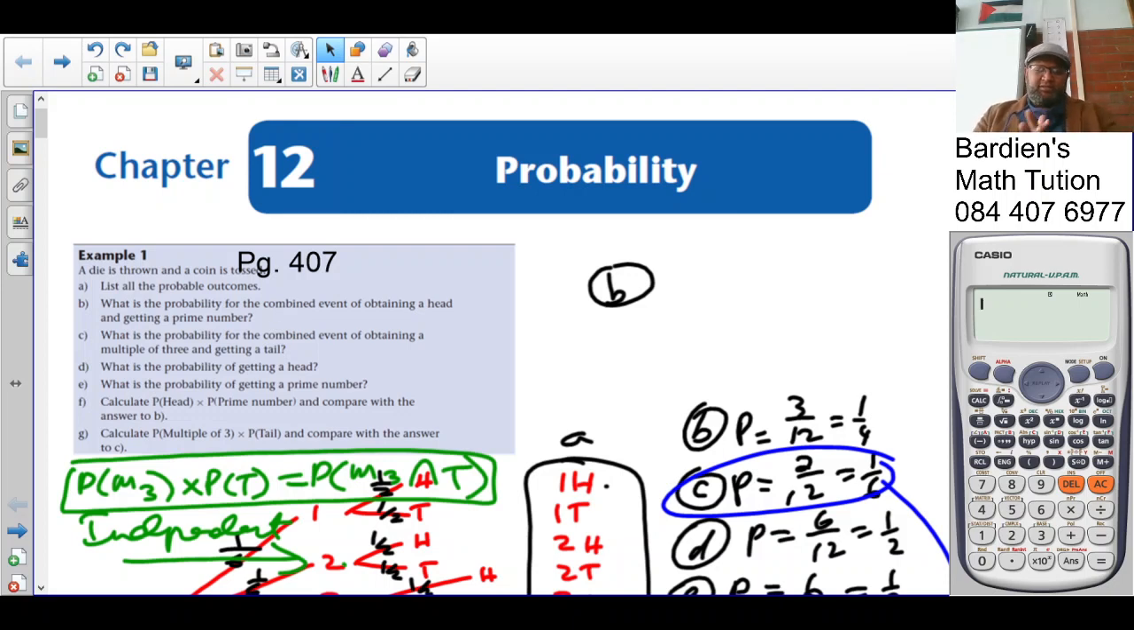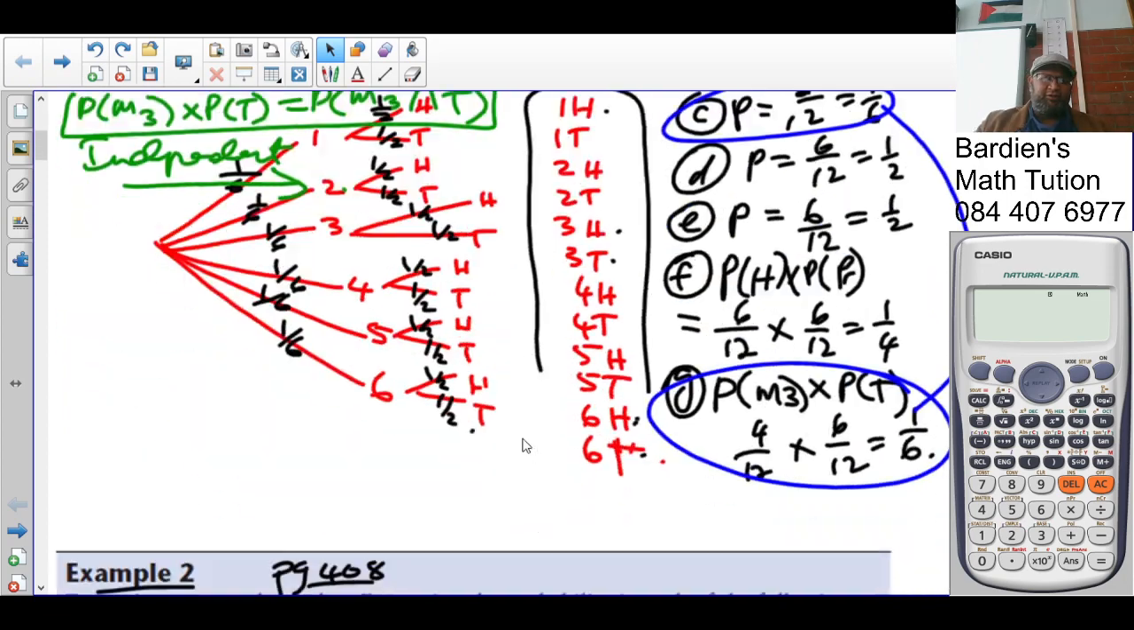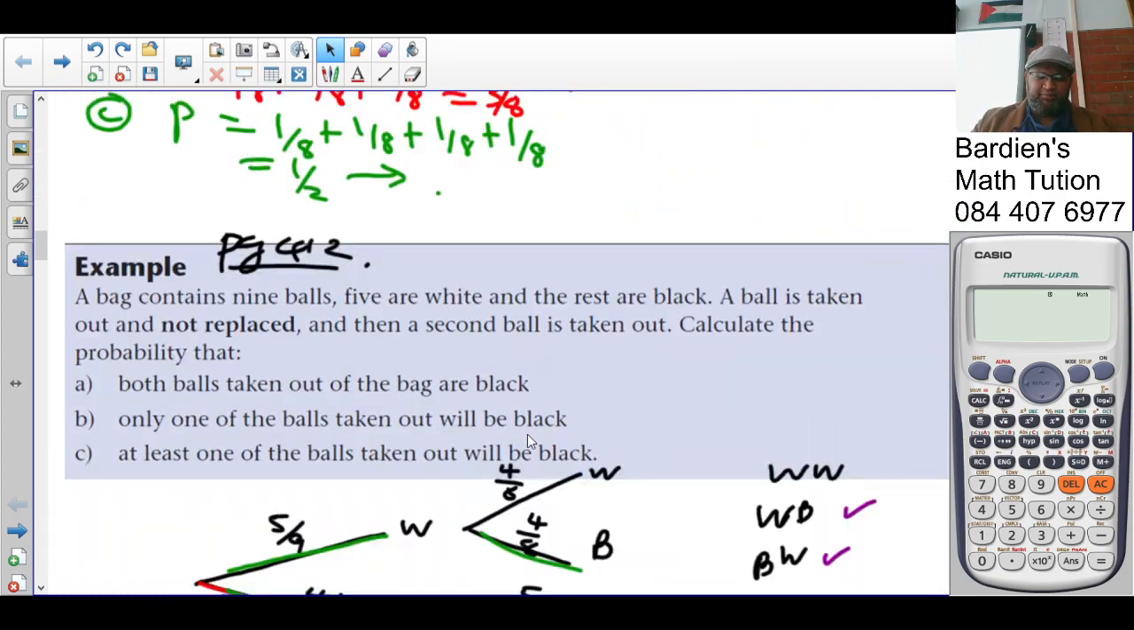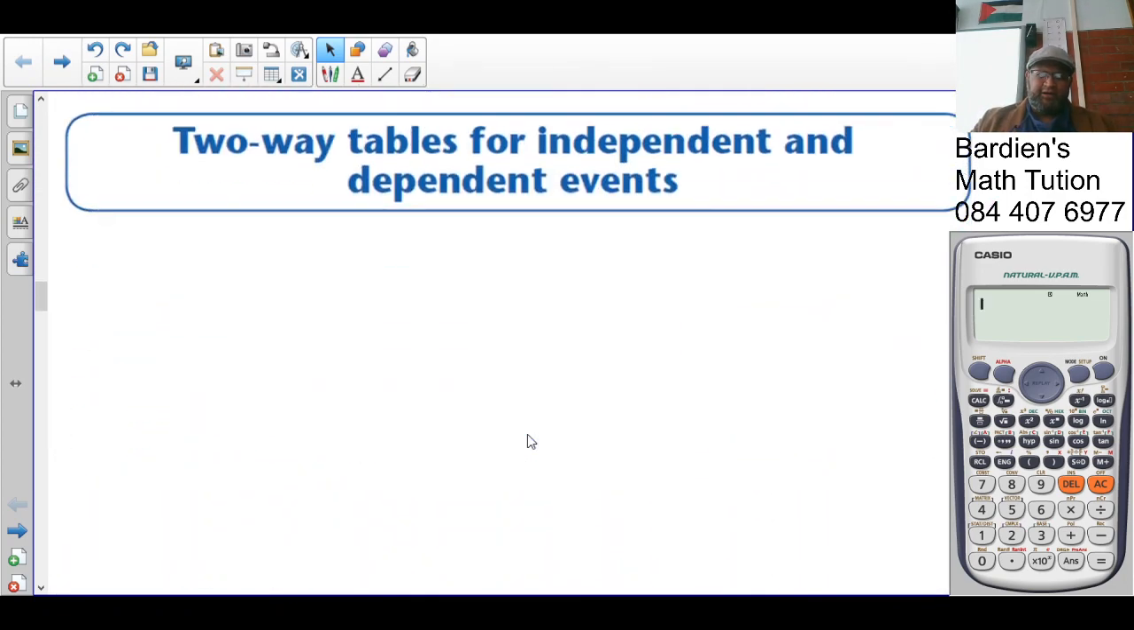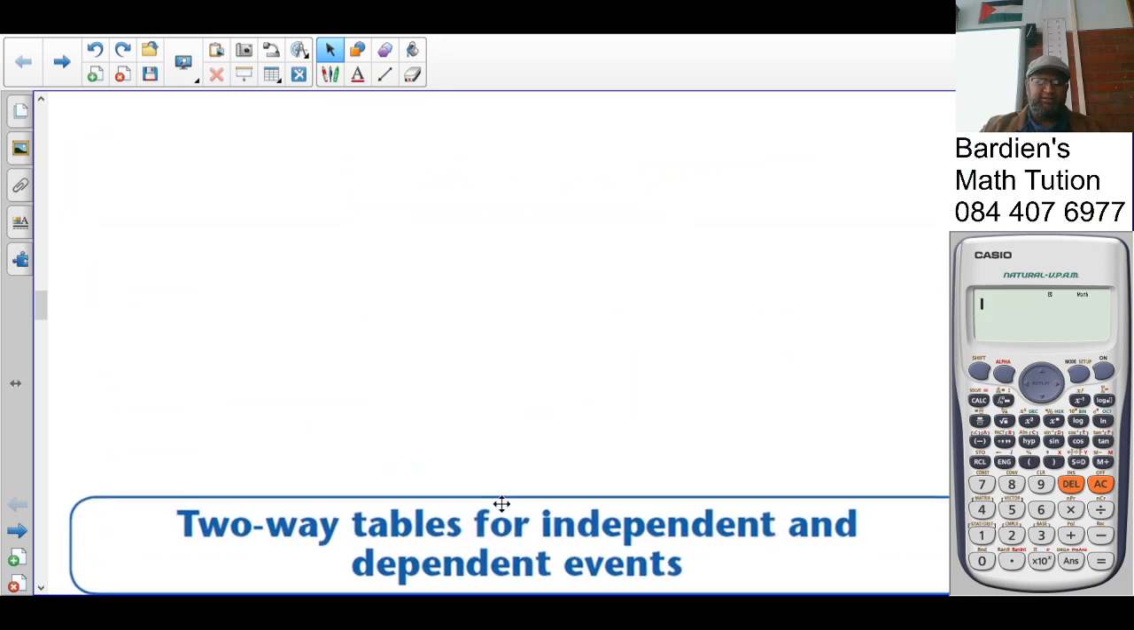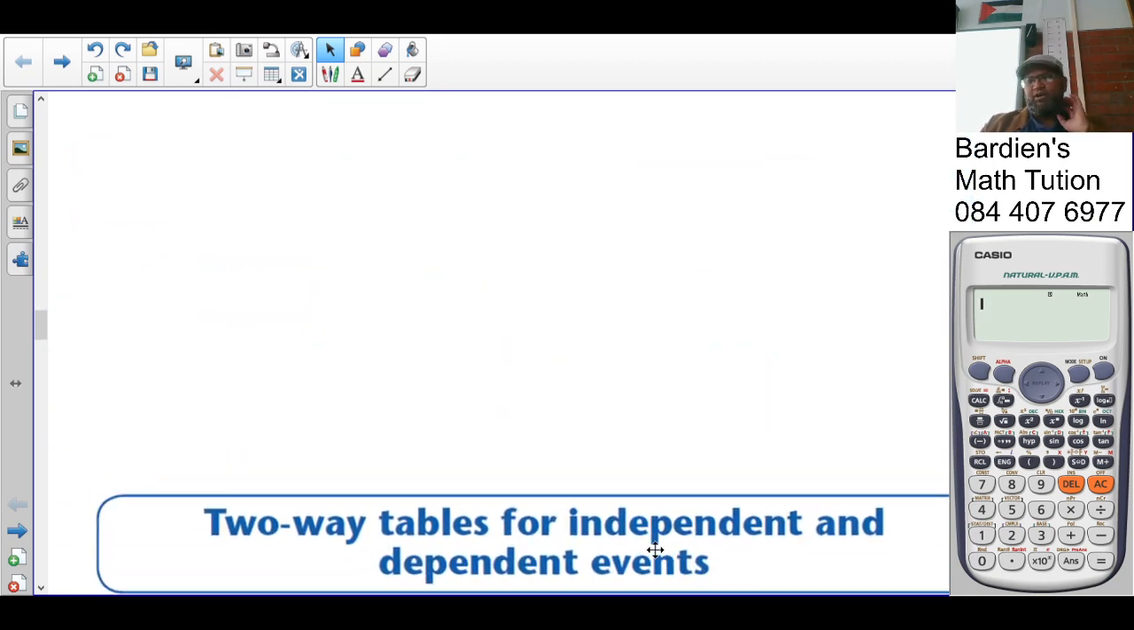Okay, good morning class. So we're still busy with the topic of probability. We are coming to a close with regards to this topic. Yesterday, did we speak about the two-way table for independent and dependent events? No, we haven't done anything there. Okay. So yesterday we spoke about the tree diagram. Not so? Then you had homework on it. Is that correct?